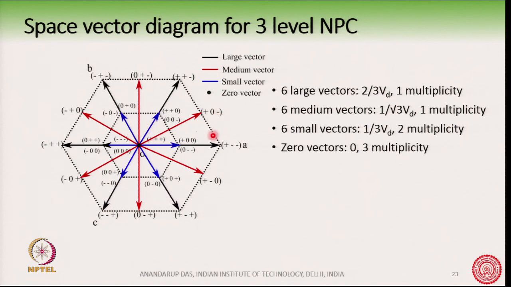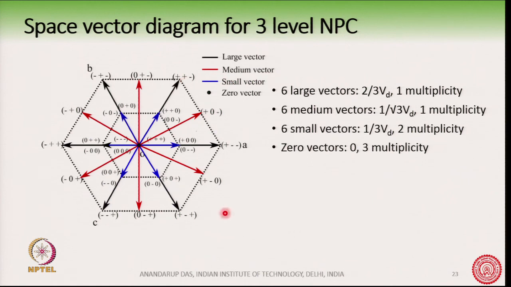This is the whole space vector diagram. These vectors are shown by these arrows. There are 6 large vectors and 6 medium vectors. The small vectors are indicated by the blue arrows, while the medium vector is indicated by the red arrow, and the black one indicates the large vector.